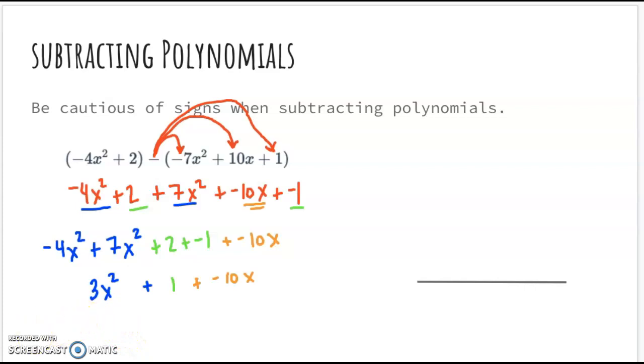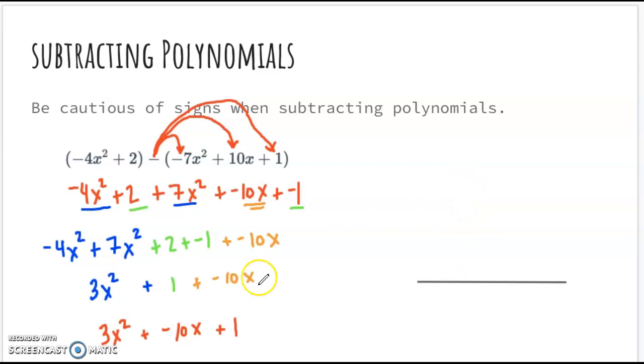And of course, my very last step is putting the whole thing back into standard form, right? So I've got 3x squared plus negative 10x plus 1. And if you wrote that as 3x squared minus 10x plus 1, that's absolutely fine. It's the same thing. All right, so just like we did for our last problem, first we did it horizontally. Now we're going to take a look at what subtraction vertically would look like.